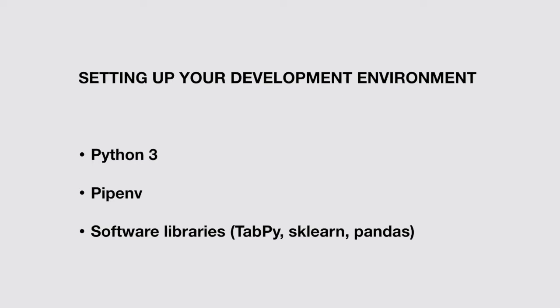To get started with TabPy, if you have never worked with Python before, you will first have to set up your development environment. This includes the installations of an up-to-date version of Python, a helper utility for the management of your working environment called pipenv, and a set of Python libraries, of which TabPy is one, on whose functions your Python code will depend. Let's proceed.